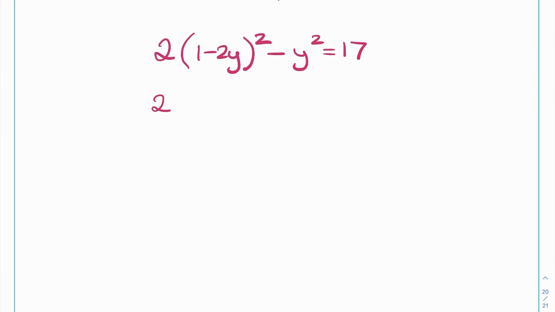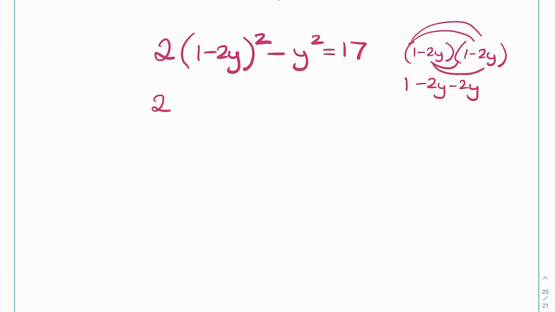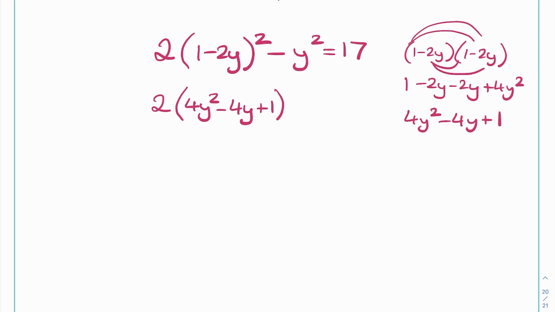So I've got 2 lots of, and if I expand 1 minus 2y, I'll probably do that to the side. So 1 minus 2y, and another 1 minus 2y. And if we expand that, 1 times 1 is 1, 1 times minus 2y is minus 2y, minus 2y times 1 is minus 2y, and minus 2y times minus 2y is plus 4y squared. If I tidy that up and write the 4y squared first, you get 4y squared minus 4y plus 1. So I have 2 lots of 4y squared minus 4y plus 1 minus y squared is equal to 17.